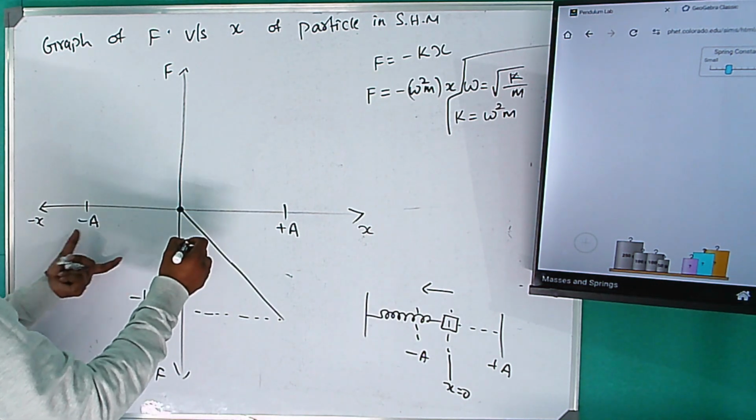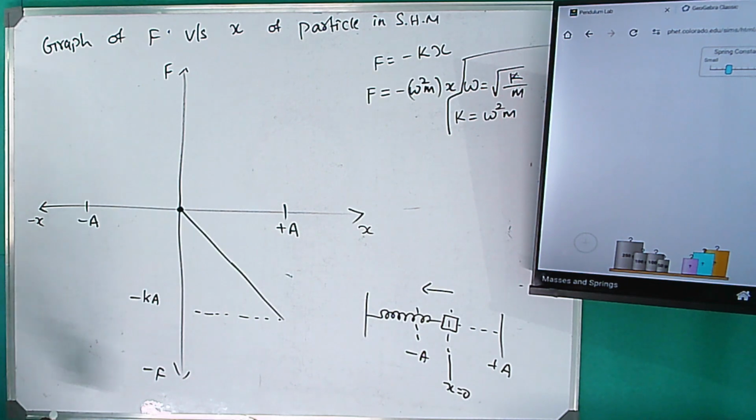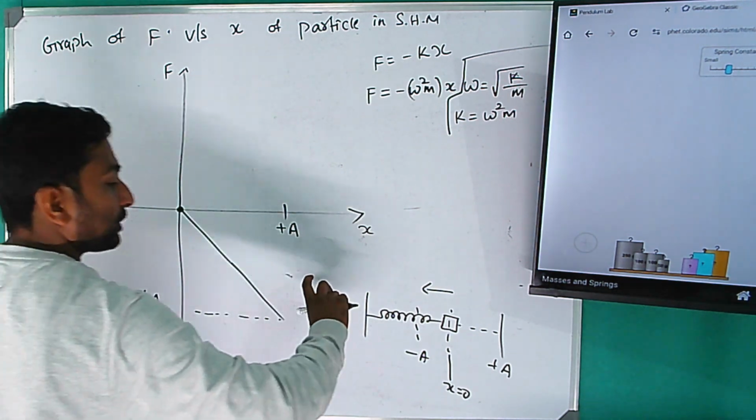Similarly, if the displacement of the particle is towards the negative direction, the force will be towards the positive direction.